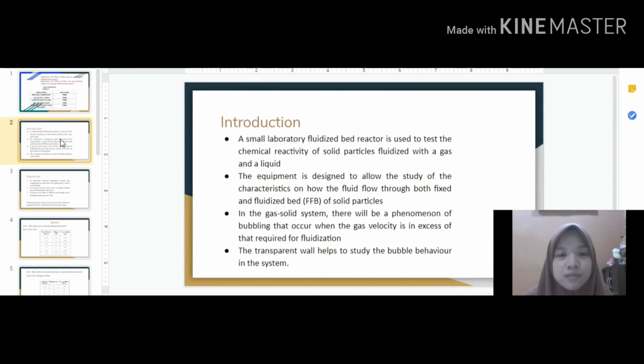So, we will start with the introduction. A small laboratory fluidized bed reactor is used to test the chemical reactivity of solid particles fluidized with a gas and a liquid. The equipment is designed to allow the study of how fluid flows through both fixed and fluidized beds (FFB) of solid particles. In a gas-solid system, there will be a phenomenon of bubbling that occurs when the gas velocity is in excess of that required for fluidization. The transparent wall helps to study the bubble behavior in the system.